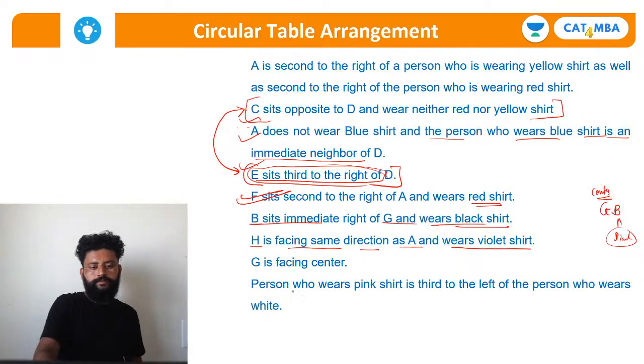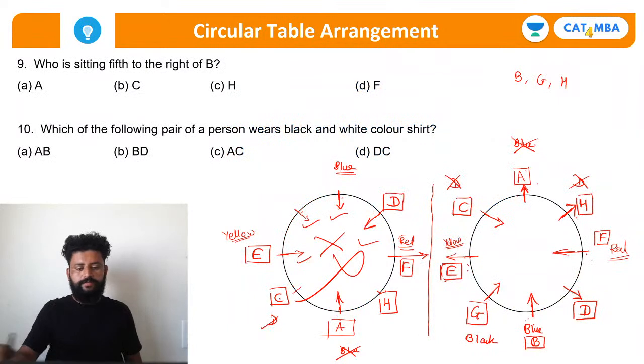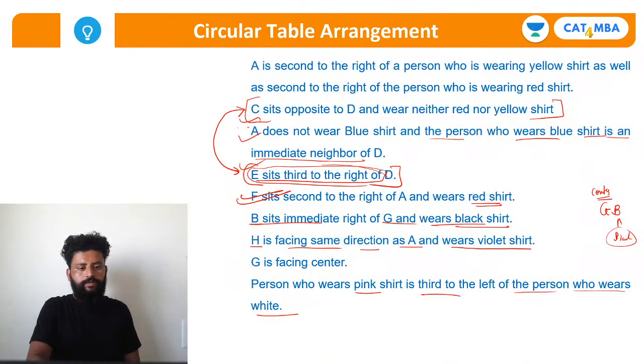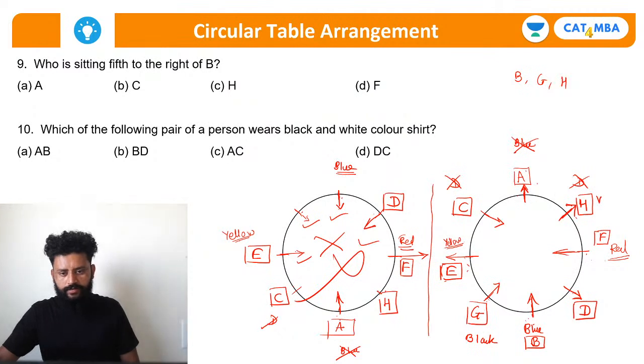Okay. Then we have the person who wears pink shirt is third to the left of the person who wears white. Third to the left of who wears white. We have one more clue. H is facing the same direction as A and wears violet shirt. H wears violet shirt.